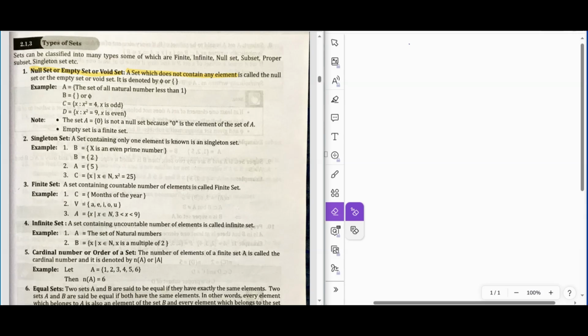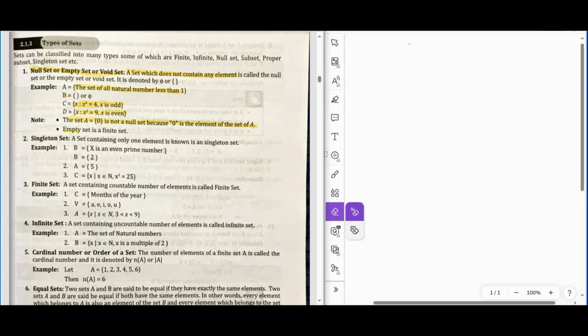For example, the set of all natural numbers less than 1. There is no natural number which is less than 1. Therefore, A is a null set. Here, x square equals 4, where x is odd. If x square is 4, there will be no odd number. If x square is 9, x is even. Even here, we don't get any answer. A set A equal to {0} is not a null set, because 0 is an element of the set A.